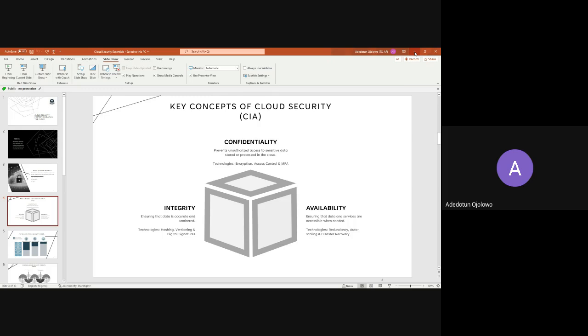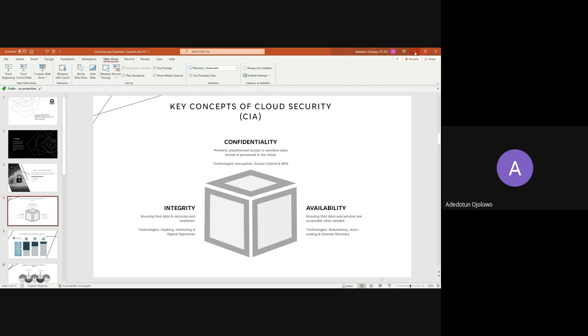Availability ensures that data and services are accessible when needed. This is very fundamental in security. It's really important to consider that there can be downtime, but it shouldn't be prolonged. Number one, for customer satisfaction, you really want people to be happy. At the same time, you want people to be able to use the technologies optimally. So it is always very important to ensure that data and services are accessible when needed.